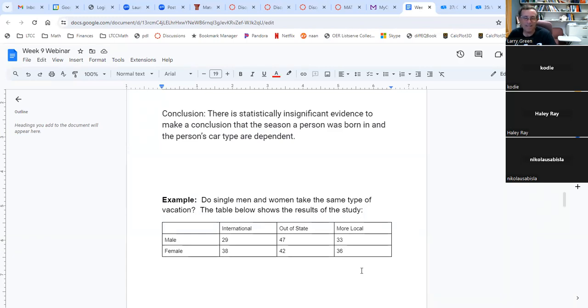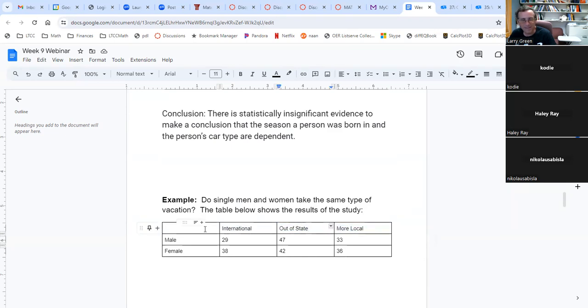And you can think about what's going on. The first survey question they might ask is, what type of vacation do you like to take? International, out of state, or more local? And notice the three choices are very much not quantitative. I'm not going to say 7. These are qualitative variables.